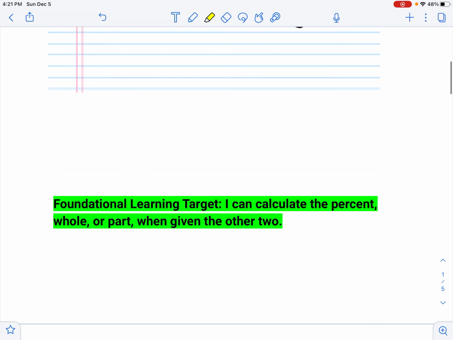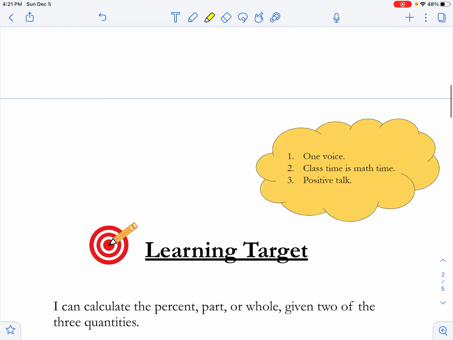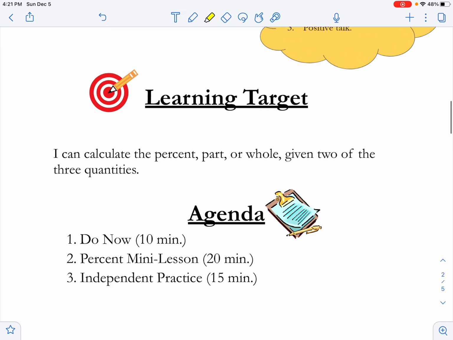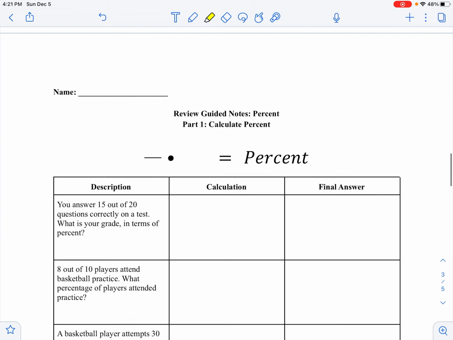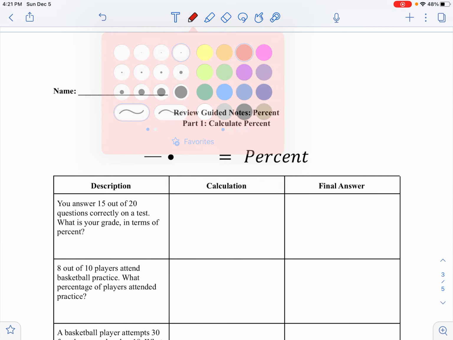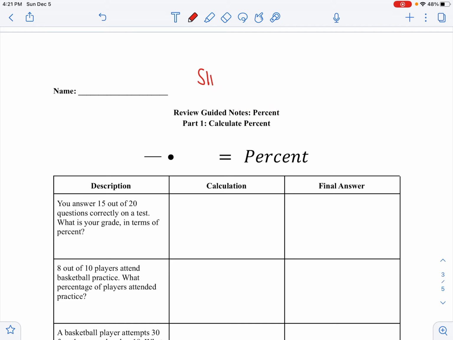Today's foundational learning target is I can calculate the percent, whole, or part when given the other two. And we actually spent all of class today working on that learning target. Today's a foundations review day before we proceed with the next few lessons in our unit. So we're going to take some guided notes. To follow along with these notes, you need to be on slide 3 of Classkick. So again, this is slide 3. Pause this video and join me when you're on slide 3 of Classkick because I'm going to be checking for your guided notes.